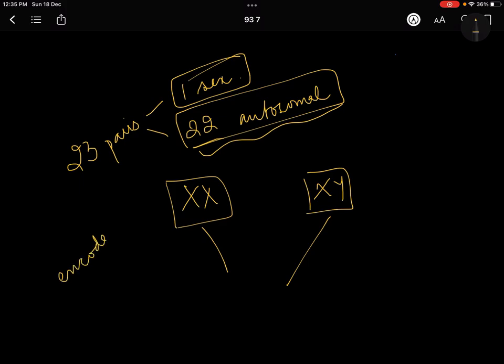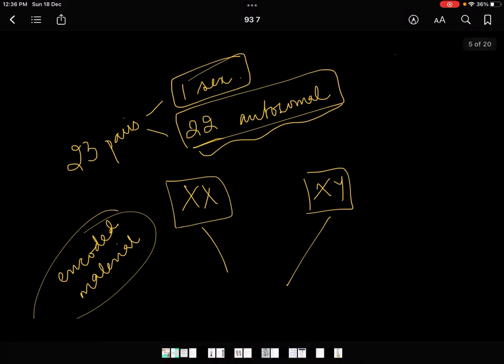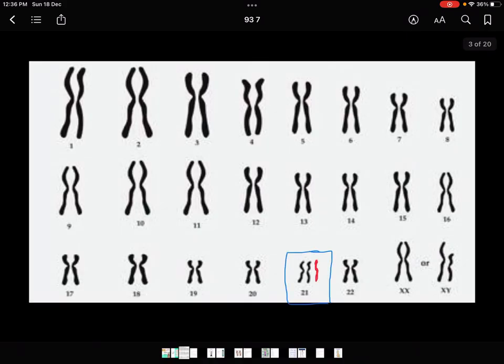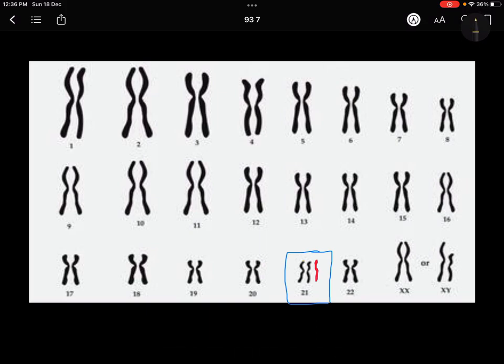These autosomal pairs have their own encoded material. They make their own proteins, and they are responsible for the working of a healthy person. So when we say that in chromosome number 21 there are certain genes or proteins encoded, if a trisomy happens here, then it is going to bring about certain changes in the person having this trisomy. That is one point.